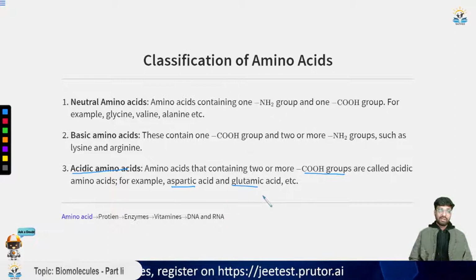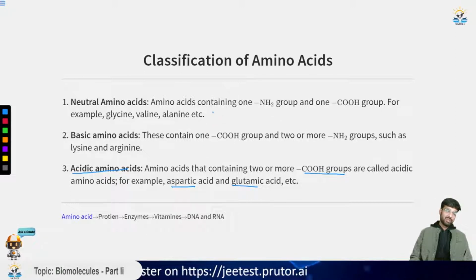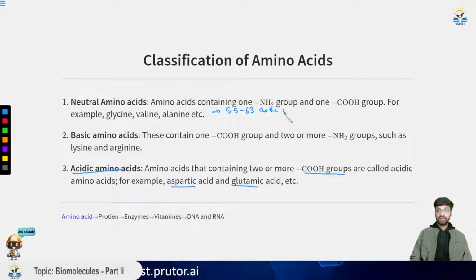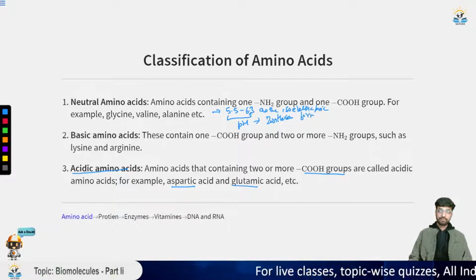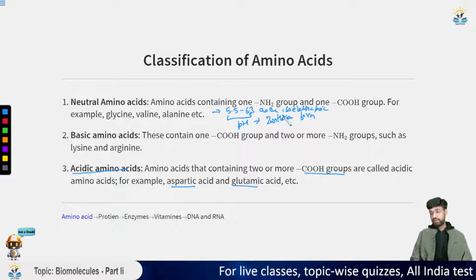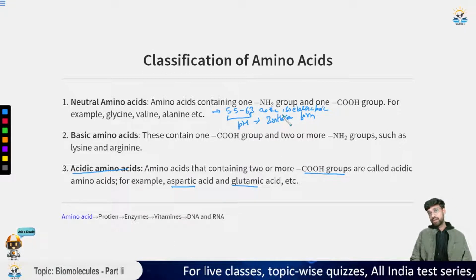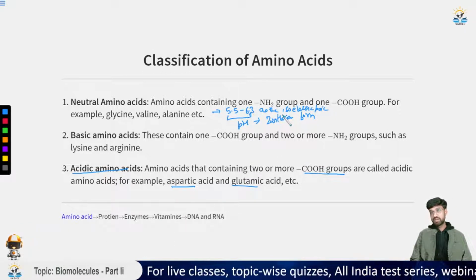Now this was all about the classification of amino acids. So this amino acid only has the isoelectric point. That means at this pH, the neutral amino acids are present in zwitterion form. That is, the net charge on the amino acid is 0, and it will neither move towards the cathode nor towards the anode.